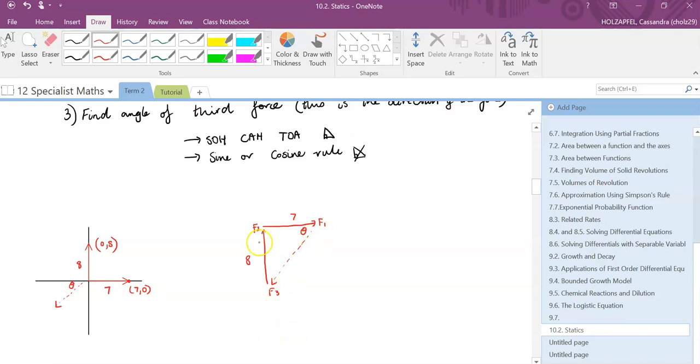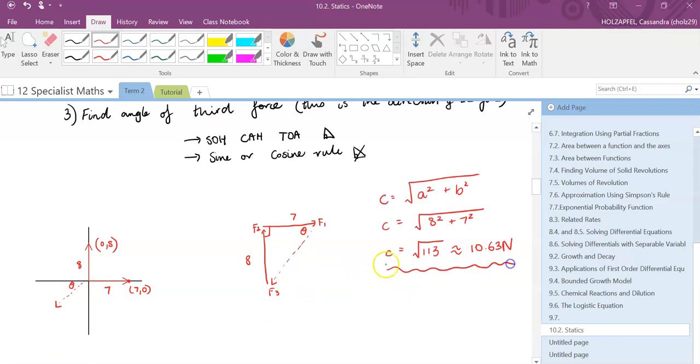All right, so since this is going to be a right angled triangle, as the question stated that these were at right angles to each other, this is going to be really simple because we can just use Pythagoras' theorem to find the length of this third side. Using Pythagoras' theorem, we can see that the magnitude of this force is going to be about 10.63 newtons. And again, because this is a right angled triangle, we can use an inverse tan function to find the value of our angle.